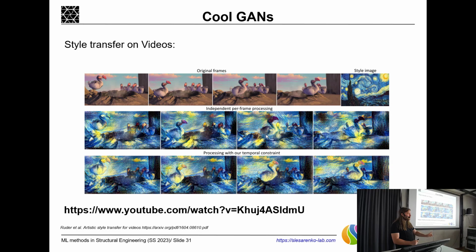They learned something similar for videos. And they basically applied, in this case, the Van Gogh style to the movie Ice Age. If you just do it per frame, all of these images are transferred into the new style, but they don't fit into a row, so you don't get a real movie. Then you can add some temporal constraints, and you can get a nice sequence. And this looks absolutely amazing.